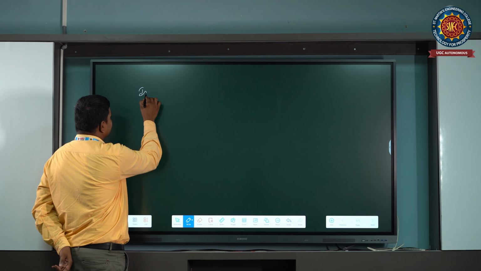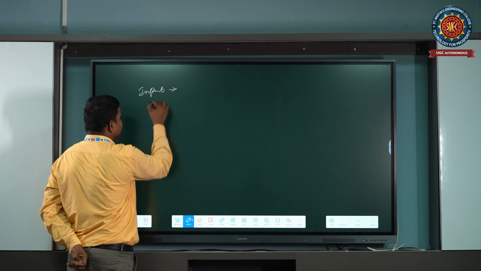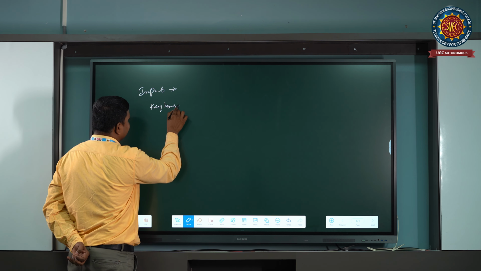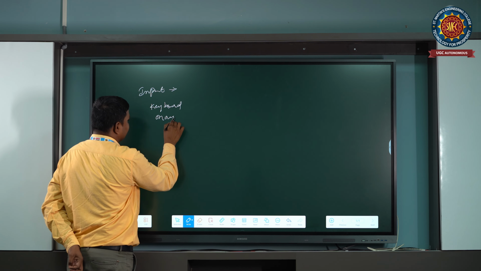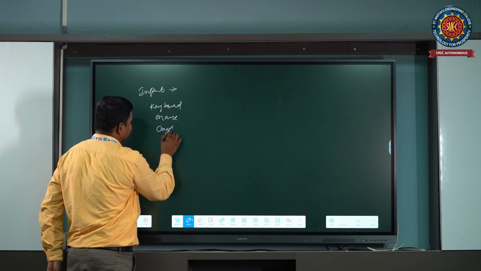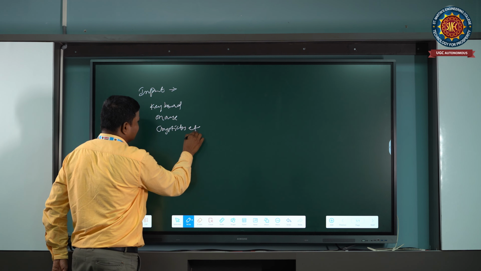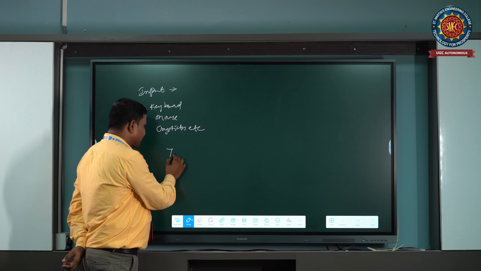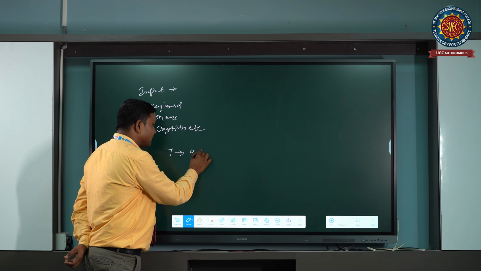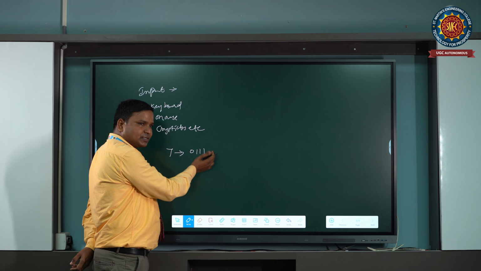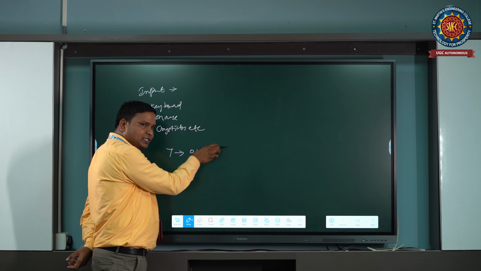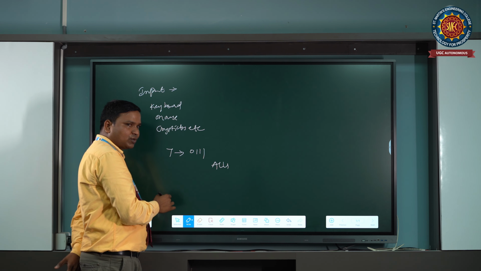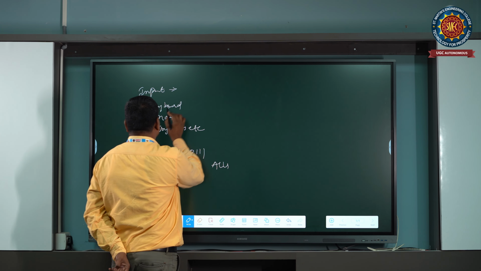So these are the input device examples: keyboard and mouse, joysticks, touchpads, etc. For example, 7 has the binary value 0111, and this will be sent to the CPU. In the CPU, the ALU is there, and next is the control unit.